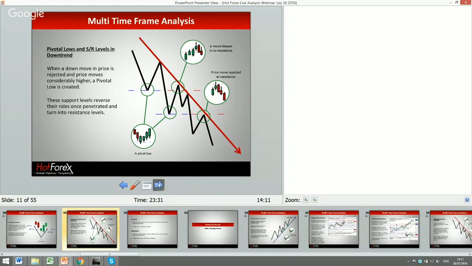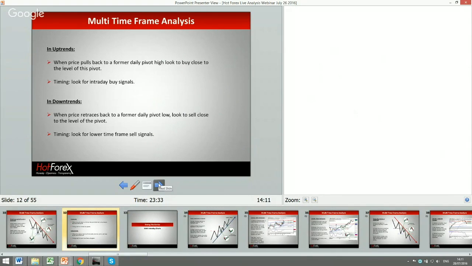But never mind. Okay, so in uptrends, when the price pulls back to a former high, we're looking to buy the close to the level of this pivot. So we look for intraday signals. And in downtrends, when price retraces back to a former daily high, pivot low, we're looking to sell into the level of the pivot. We're looking for lower time frames as we're going down.